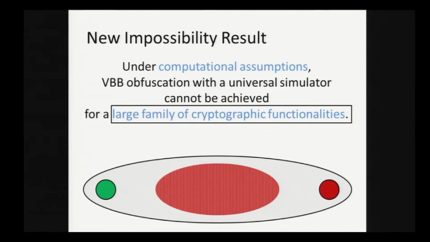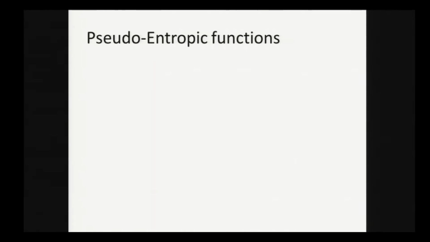OK, so going back to our result, we show that VBB obfuscation with a universal simulator cannot be achieved for a large family of cryptographic functionalities. So let me specify what these cryptographic functionalities are. We'll consider families of functions that are pseudo-entropic. These are functions that can be used to generate a lot of pseudo-entropy.